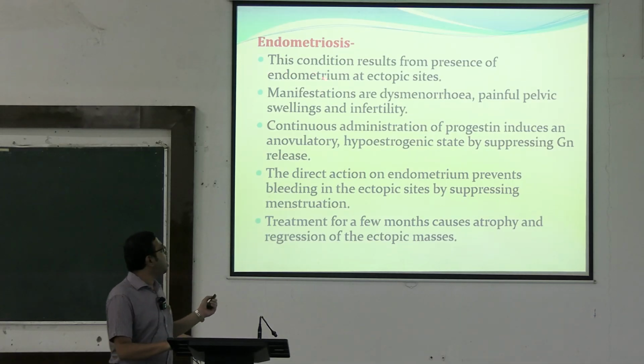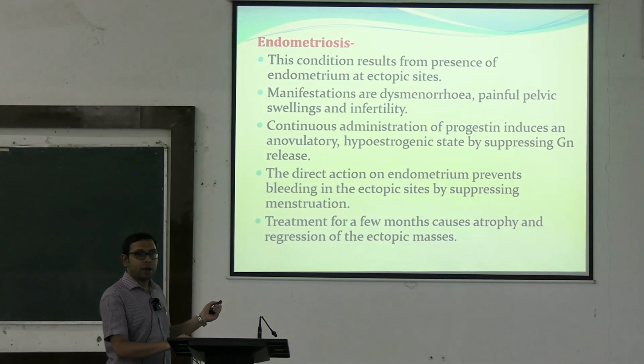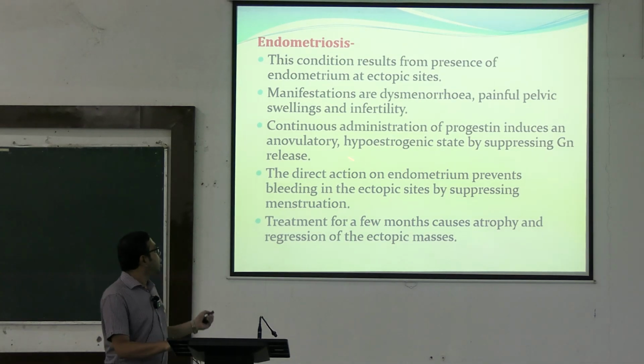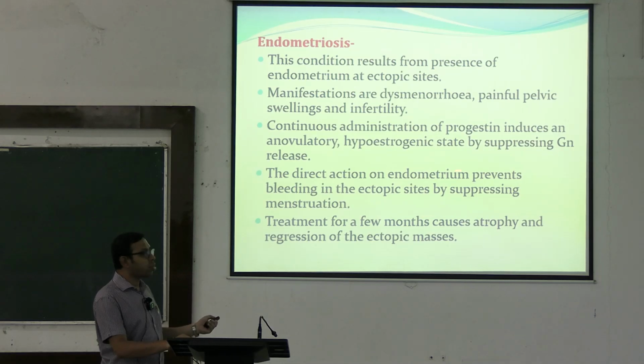Endometriosis manifests with dysmenorrhea, painful pelvic swelling and also infertility. Again we are using the treatment of the progestins. A combination of the estrogen and progestins is also given. Direct action on the endometrium prevents bleeding in the ectopic sites by suppressing the menstruation.